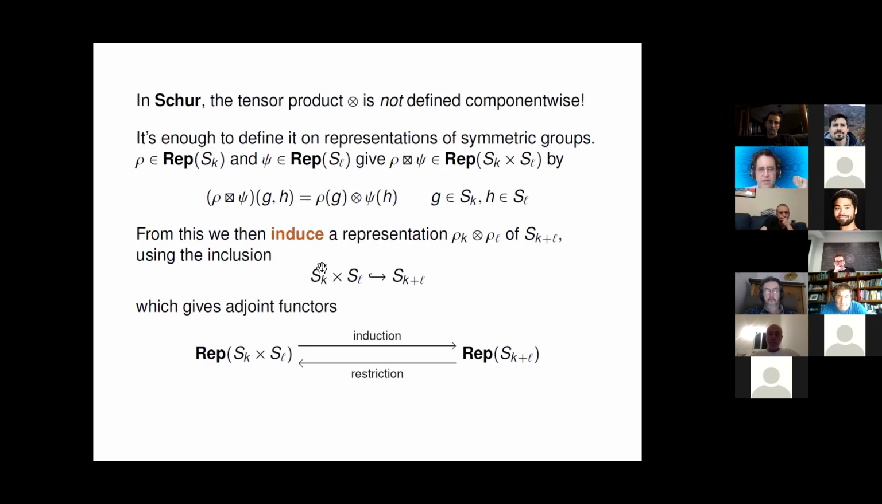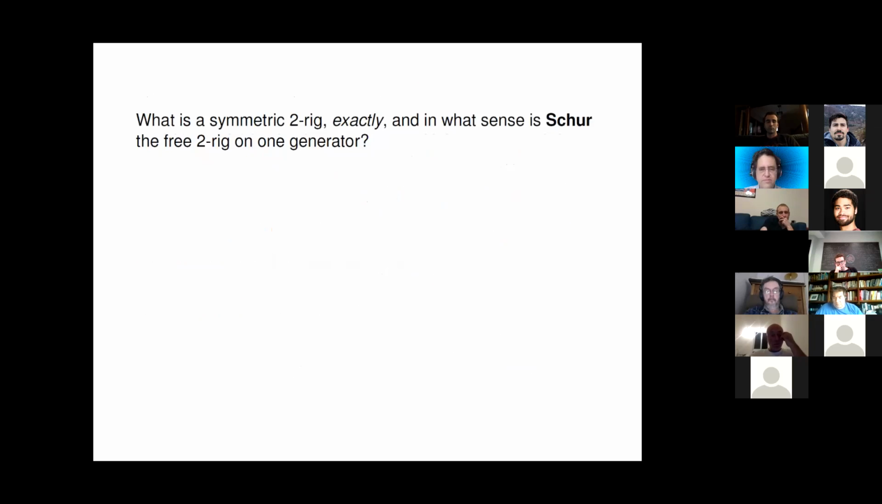So that's how, starting from a representation of S_k and a representation of S_l, we get a representation of S_{k+l}. But all these categories, remember, are sitting inside Schur. So this is giving us a multiplication, a tensor product, on the category Schur. Okay, so that's how Schur works.